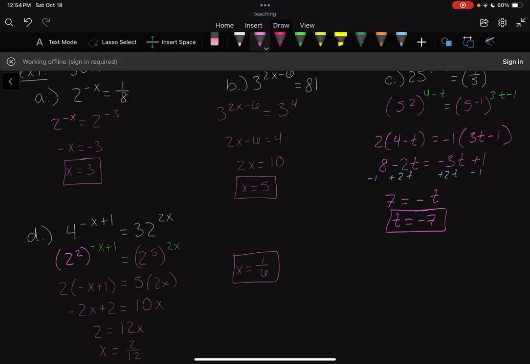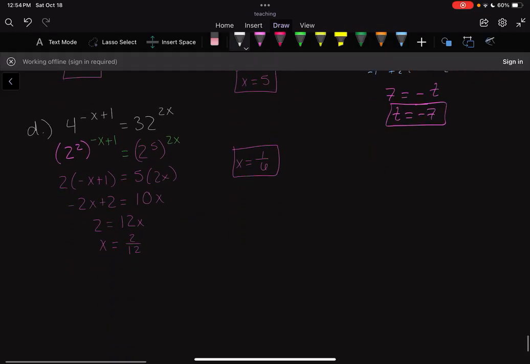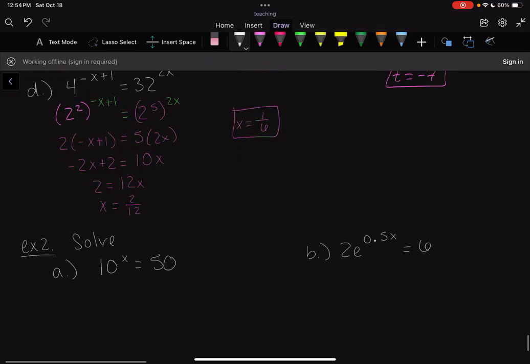Now let's look at some where maybe my base is 10 or e, so we can practice just moving into the log form. So example 2, I'm still just going to say solve. So this one says 10 to the power of x equals 50. And then b, I have 2e to the 0.5x is equal to 6.